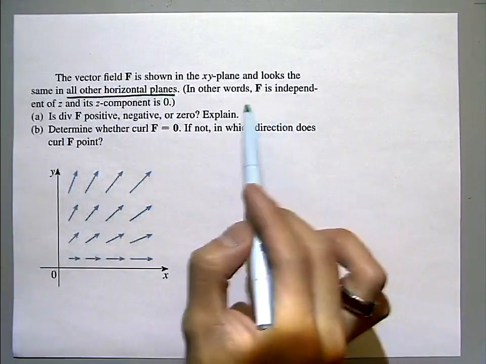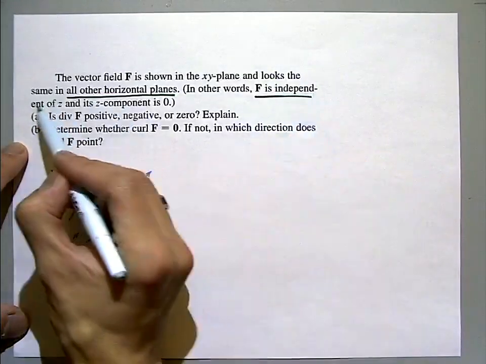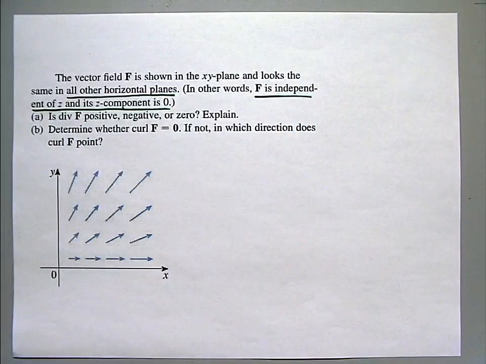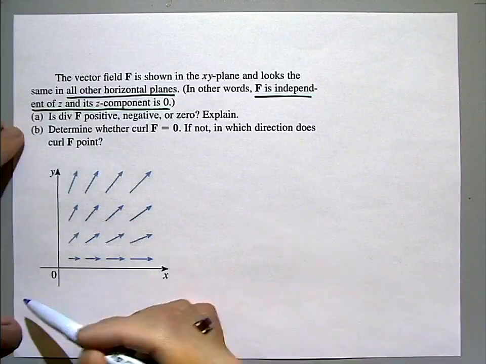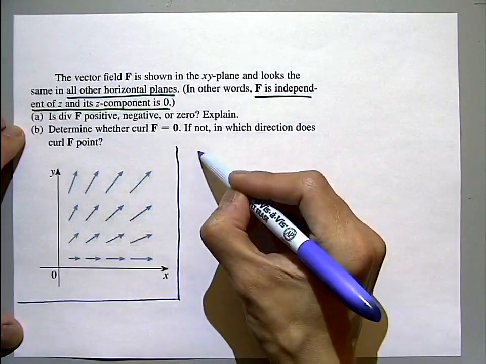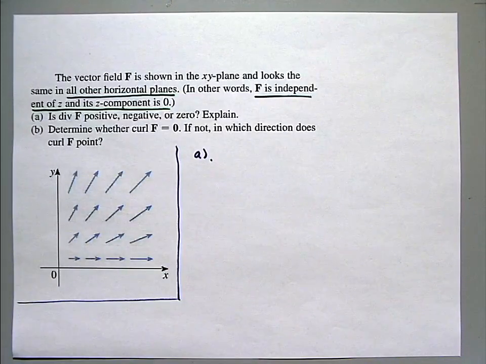So that means that F is independent of z, and its z component is 0. But notice that we don't have an equation for this vector field. But we can answer these questions just based on looking at this and doing a little bit of operation based on the definition of those operations. Let's look at A here. Is the divergence positive, negative, or 0? Explain.